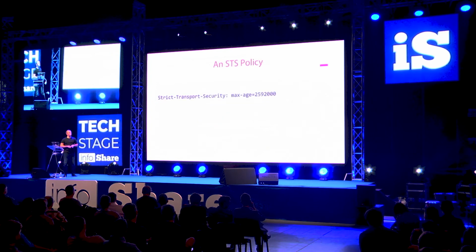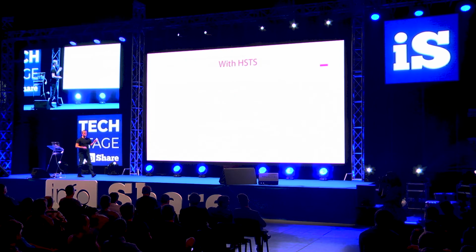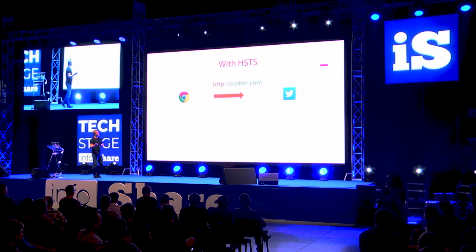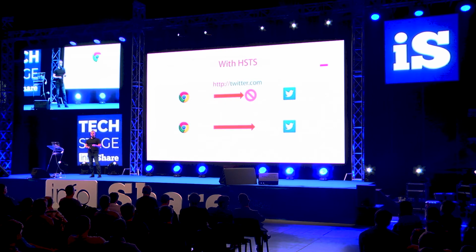So, minimum viable policy is this. Strict transport security, max age equals, and then a number of seconds. This is 1 month in seconds. And if you deploy this onto your website, what it tells the browser is that all communication to my site must be secure, no matter what. So if you were to deploy this on your site, like Twitter does, when you open the browser and type in twitter.com, what actually happens is the browser knows not to default to HTTP. The browser knows instead that it should default to HTTPS.